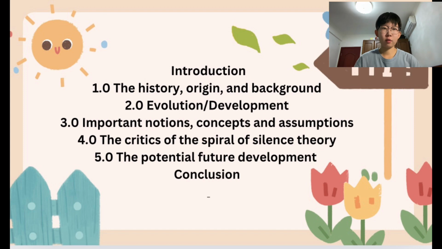We will focus on five important parts. It includes the introduction, the history, origin, background, and evolution, development, and the important notions, concepts and assumptions, the criticisms of the spiral of silence theory, and the potential future development. So to begin with, let's talk about the introduction.